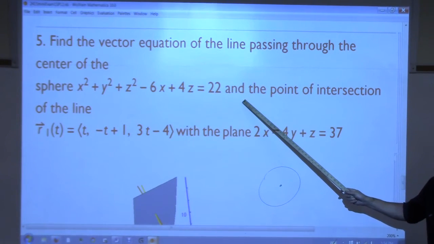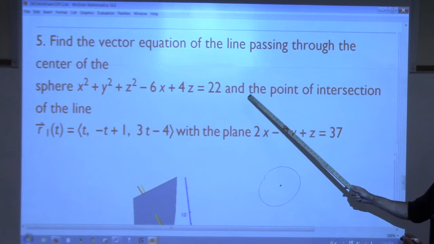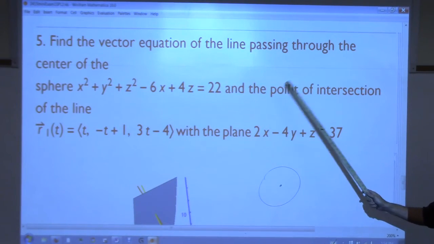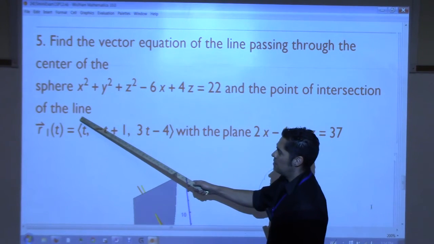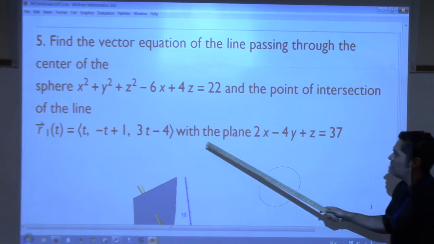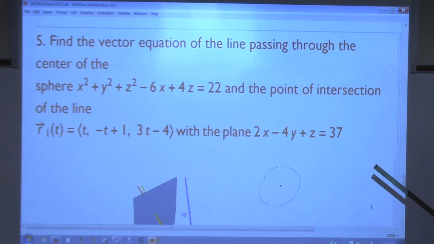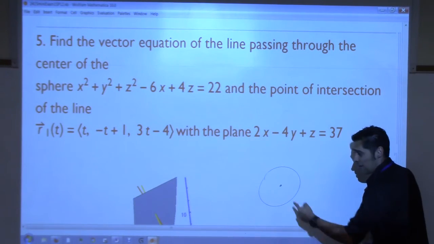And another point on the line is the point of intersection of this line with this plane. So this is one point on the line. Everyone understand where that comes from?